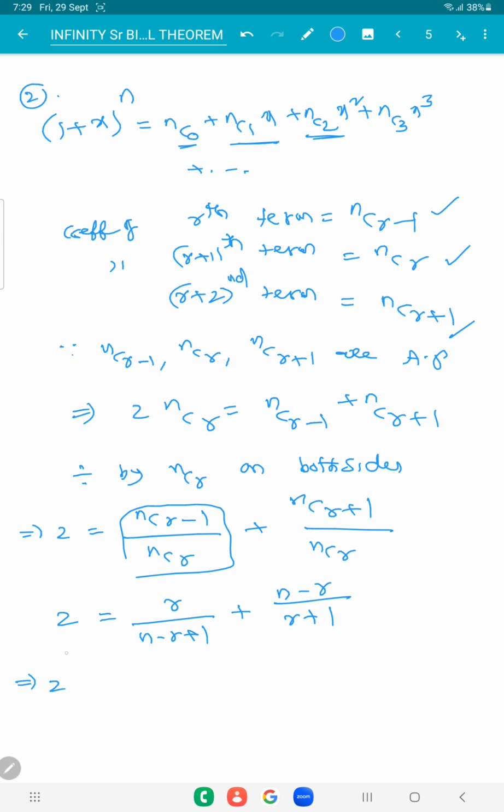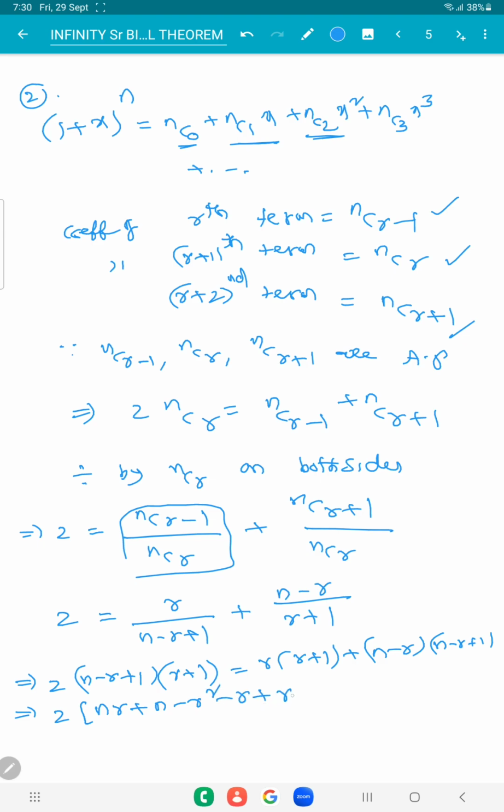That implies that 2 times, cross multiplication, (n minus r plus 1) into (r plus 1) is equal to r of (r plus 1) plus (n minus r) into (n minus r plus 1). Done. Simple calculation only, multiply everything. That implies 2 times (nr plus n minus r square minus r plus 1) is equal to r square plus r plus (n minus r) whole square, n square plus r square minus 2nr plus n minus r.